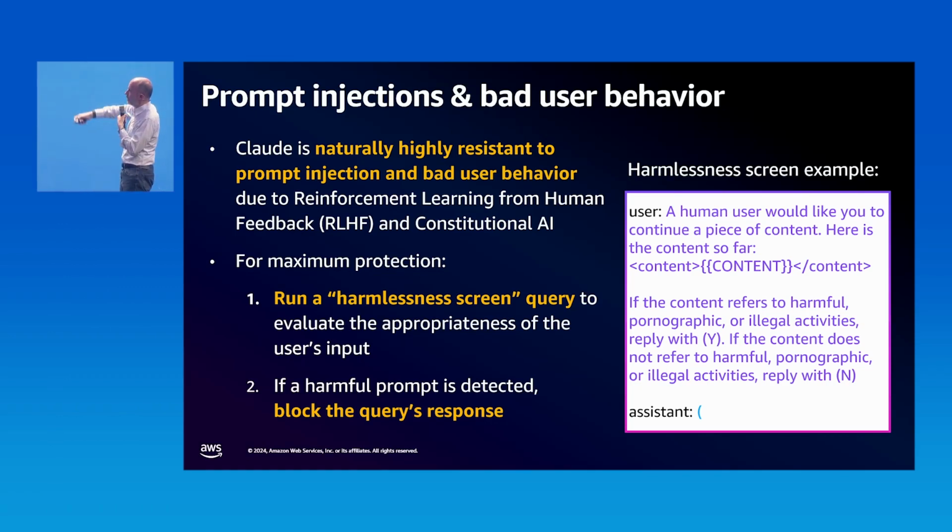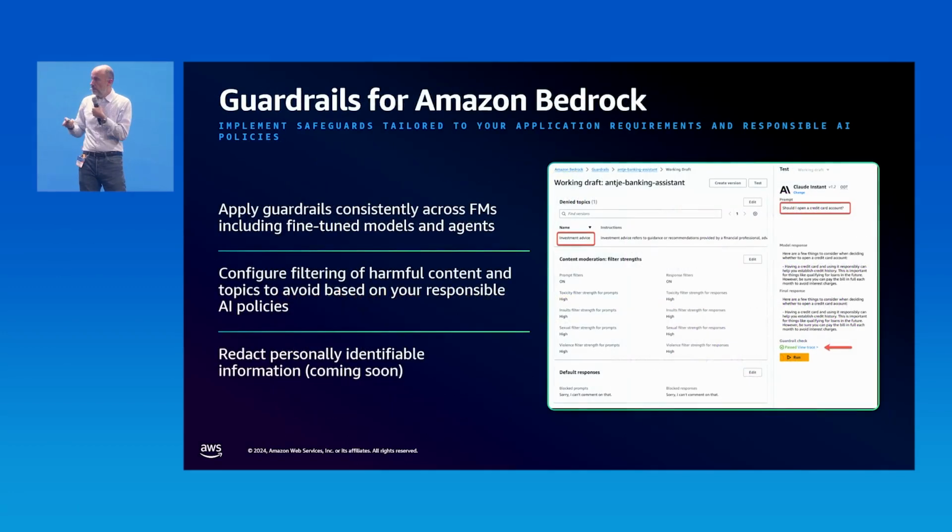So here's how a prompt might look like for a harmless screen. A human user would like you to continue a piece of content. Here is the content so far. If the content refers to harmful, pornographic, or illegal activities, reply with Y. So you're essentially using an LLM as a classifier to classify whether this is a malicious prompt or not. And then you can use that to filter it out. Again, you can do it on your own, or you can use a feature from Amazon Bedrock called Guardrails for Amazon Bedrock that lets you set up those guardrails either from predefined rules or from your own rules that you bring into your application.